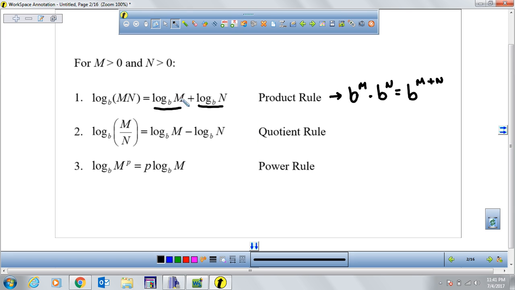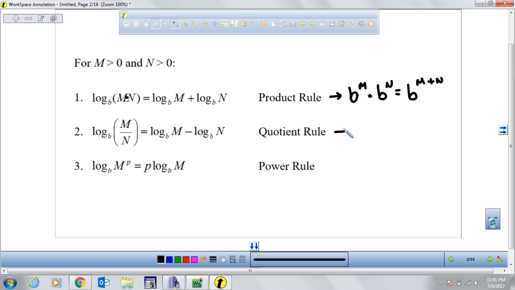Remember that every log represents a power. So when we say log base b of m plus log base b of n, it means add the power for this log plus the power for this log. And that is the addition of the powers again when you have a product. So in other words, the log base b of a product, a multiplication of two values, changes into an addition of two logs: the log of the first value in that parenthesis plus the log of the second value inside of that parenthesis.